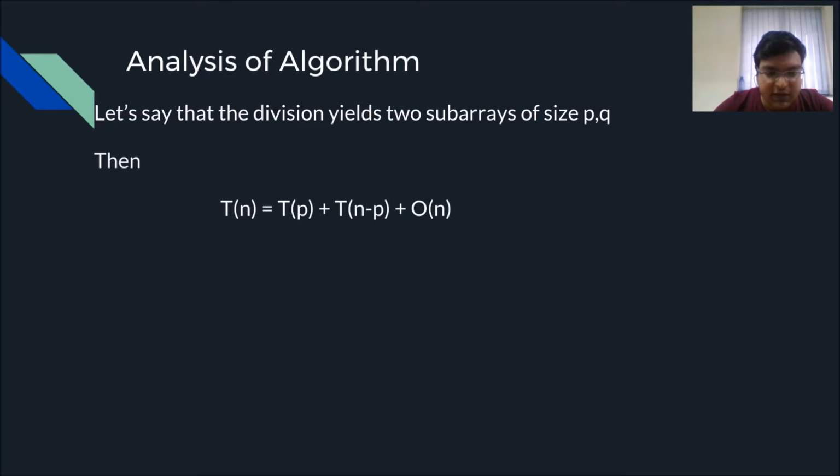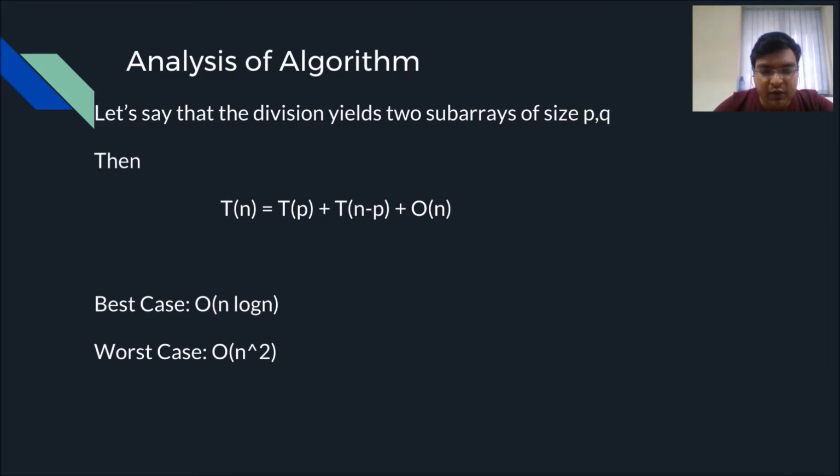Then we have the following recurrence relation, T(n) is equal to T(p) plus T(n minus p) plus order n. So I'm assuming that you know a little bit of recurrence relations. If not, please find a link to a tutorial by one of my friends who has a good tutorial on recurrence relations. So if you solve this recurrence relation, you will see that the best case would be when p is n by 2, which is order n log n, and the worst case would be order n squared. So as you can see, the algorithm does not always perform well. Sometimes it also performs badly, as we will see later in the video.